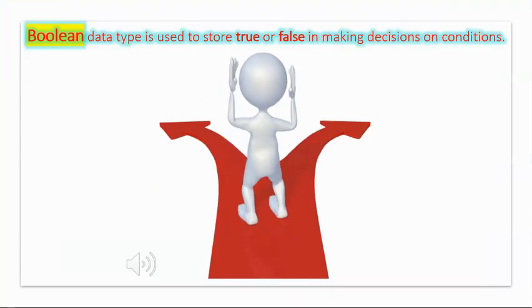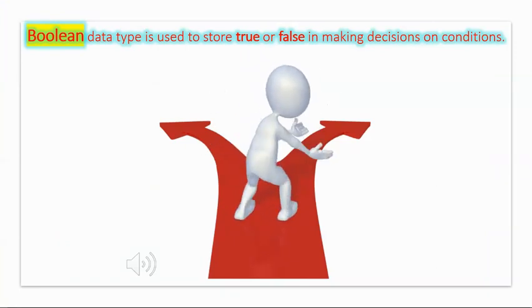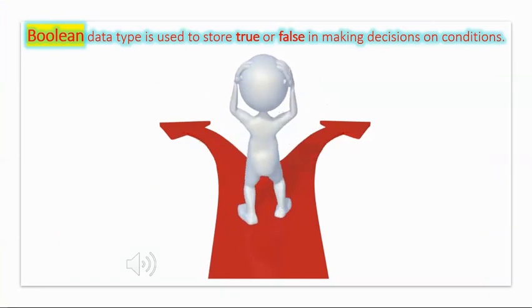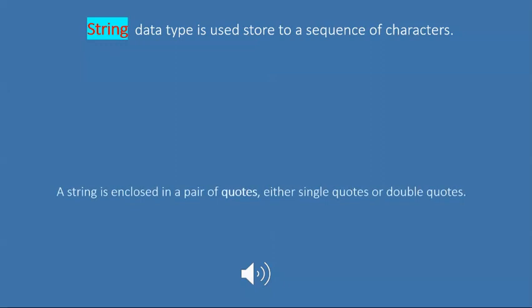Boolean is used to store true or false in making decisions on conditions. String is used to store a sequence of characters, like hello world is a string literal. The string literal is enclosed in a pair of quotes, either single or double quotes.